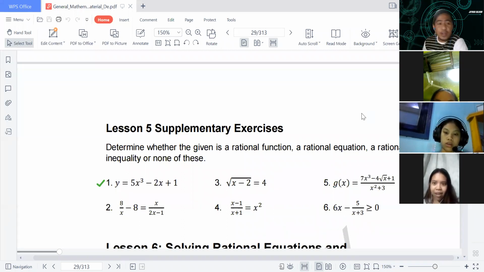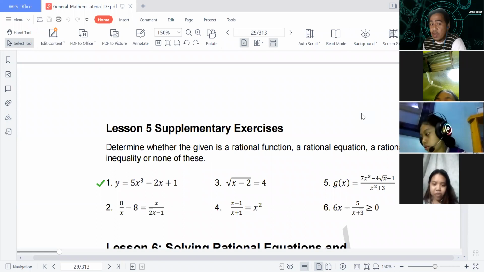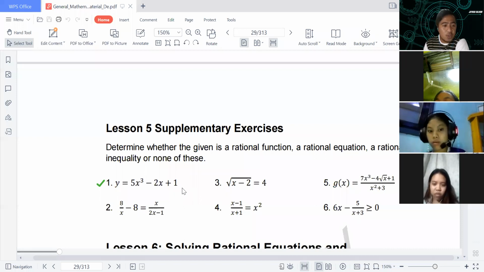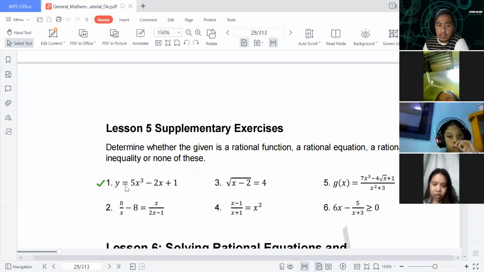Supposedly there are two variables, right? May duha ka variables, no? The y and the x. So it is near to be called a rational function, but it is not a rational function because either side is not in fraction form, right? So the correct answer is none of this. It is not called a rational equation because though it involves equality, there are two variables here. It is also not a rational inequality because it does not involve inequality.